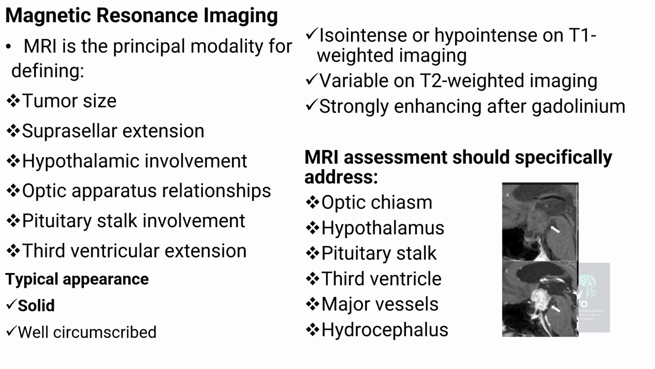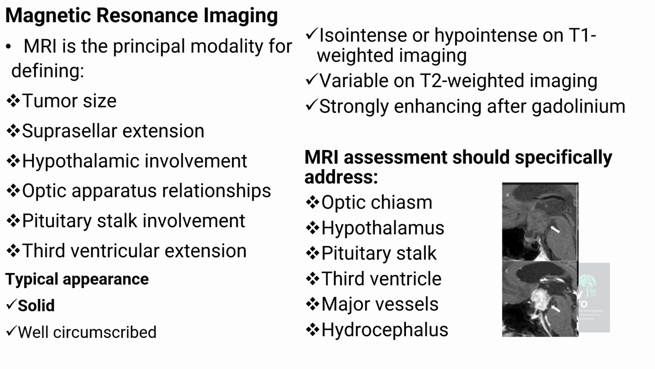Magnetic resonance imaging is the main imaging method for assessing papillary craniopharyngioma because it shows tumor size and extension while defining its relationship with nearby critical structures. This is essential for treatment planning. The tumor is usually solid and well circumscribed, meaning its margins are relatively clear. It commonly appears iso-intense or hypo-intense on T1 weighted imaging, while its appearance on T2 weighted imaging can vary. After gadolinium administration, strong enhancement is typical.